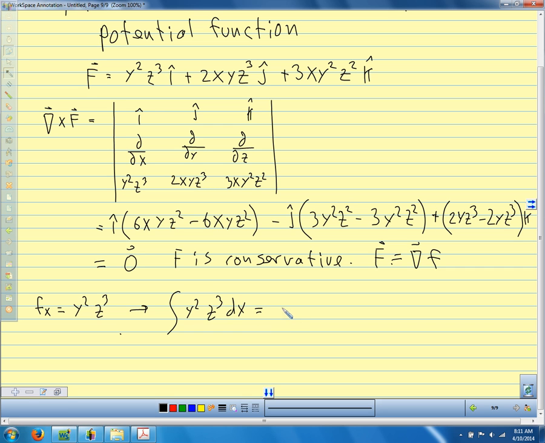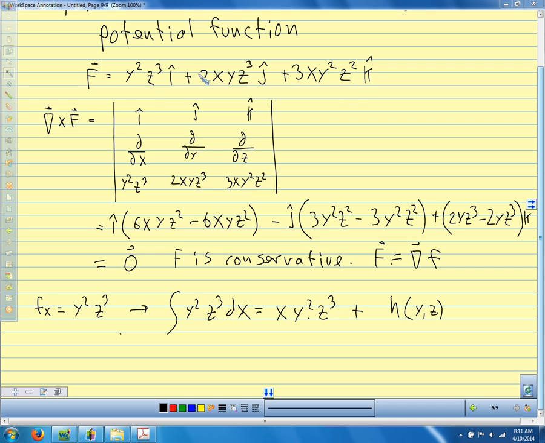And I get xy squared z cubed. Plus, potentially, no pun intended, we get some function of, I'm not going to use f because f is our potential function, h of y and z. Our constant of integration could be a function of y and z because the partial derivative with respect to x of a function of y and z is 0. And what we're going to do is do all of our integrals and make sure we don't have any stray functions of x, y, and z involved here that we need to keep track of.